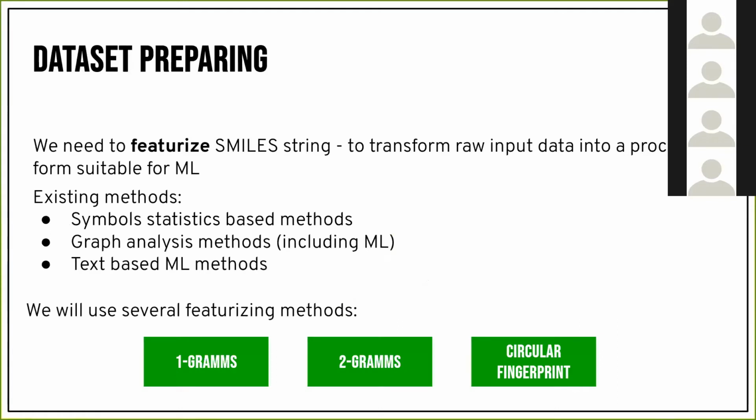So we need to featurize SMILES strings in some way, and this is not an easy task. So we did some research on several methods, for example, simple statistics-based methods such as 1-grams and 2-grams that we are going to use. Graph-based analytics, because a molecule can be presented as a graph that you can decode from the SMILES string, and you can analyze this entity instead of the string. And also you can analyze the string by itself by using state-of-the-art NLP methods, such as transformer neural networks or long short-term memory neural networks.